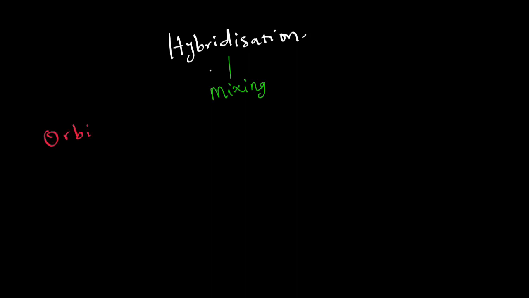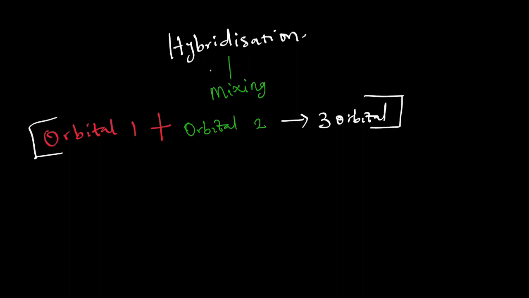So it's simple. We have different orbitals. Let me call this orbital 1, plus orbital 2, and when we mix them together, we would normally expect to get something like orbital 1 2, but it doesn't happen that way. We just call it a third orbital. They merge together to form a third orbital. So this is exactly what is happening in hybridization.